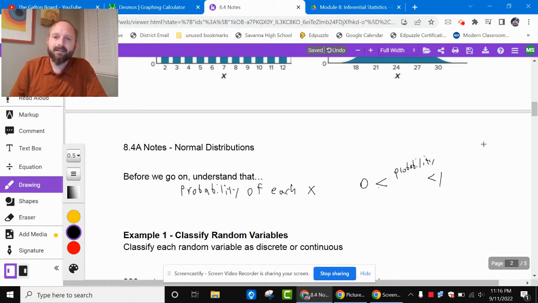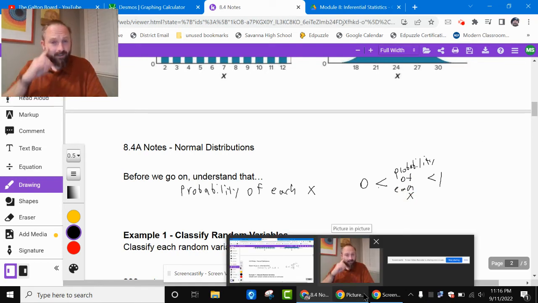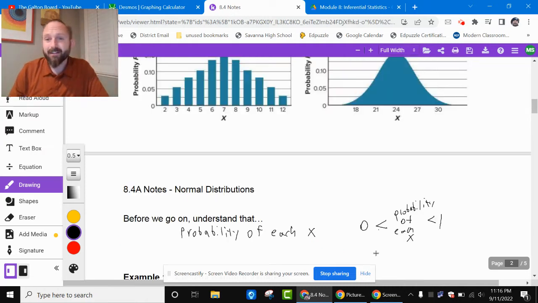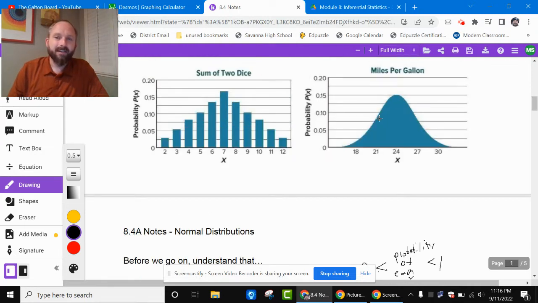Probability of each x. The other thing that we have to understand is that the sum of all the probabilities is less than 1. Oh, no, it must equal 1. Sorry. So how much is underneath? This is like this example right here. How much of this curve is here? If we add up all the probabilities here, it'll equal 1.